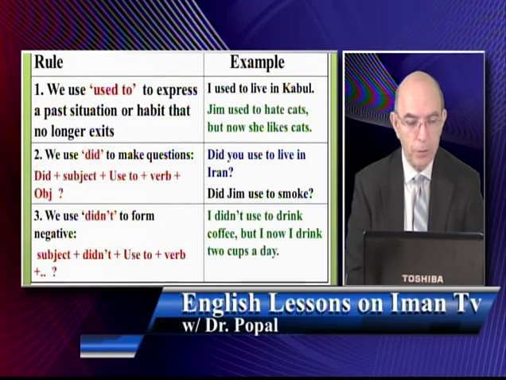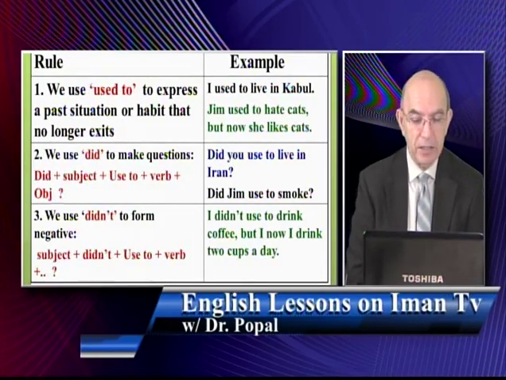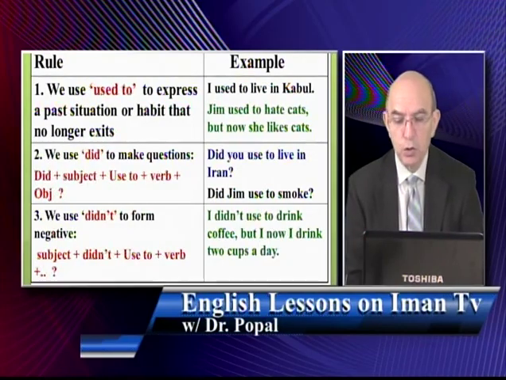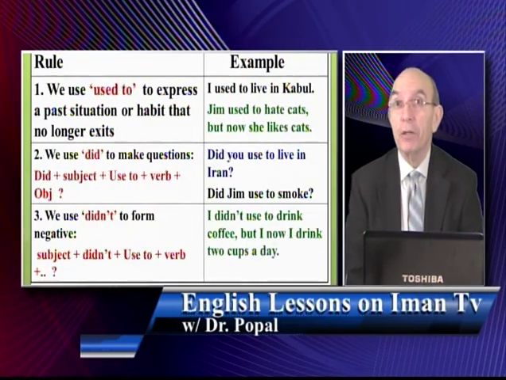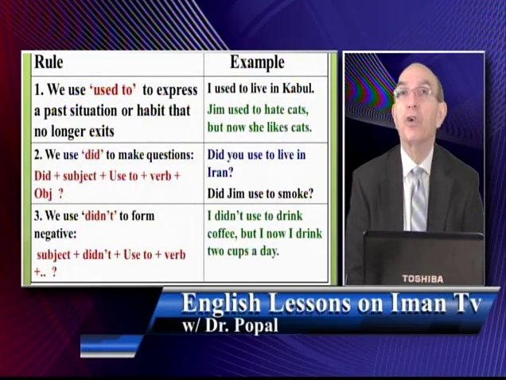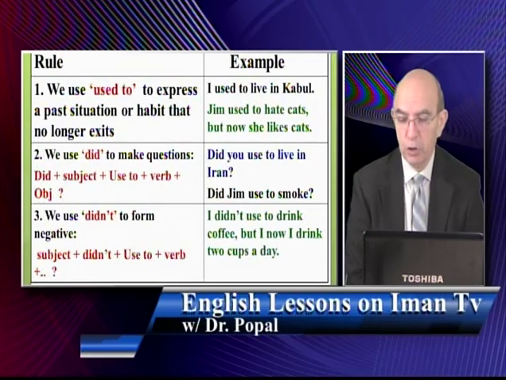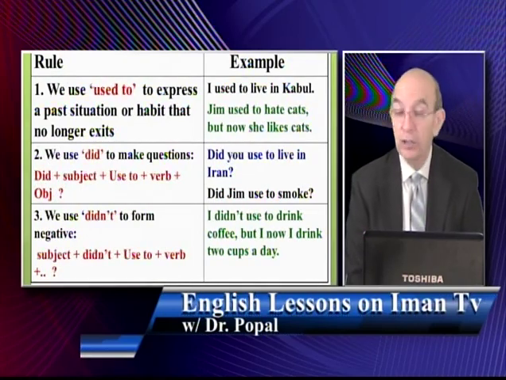Rule number 3. We use didn't to form the negative. To make it negative, manfi, then you may use what? Didn't. So you say what? I didn't used to drink coffee, but now I drink 2 cups a day. Right? I didn't used to drink coffee. The past means, I didn't drink coffee. But now I drink 2 cups a day.